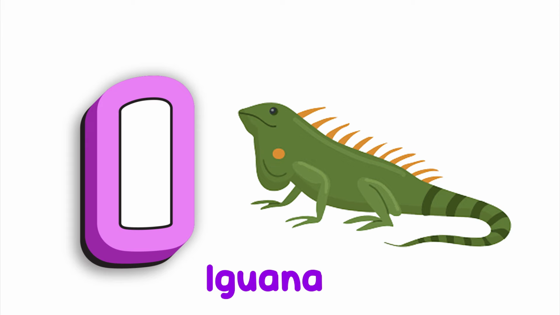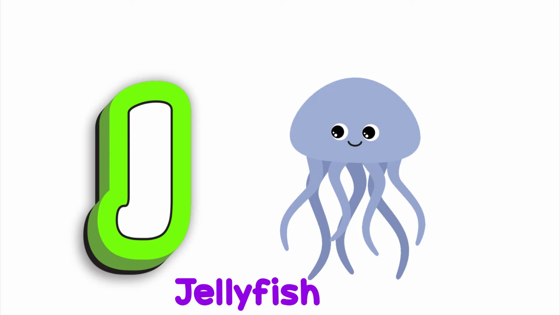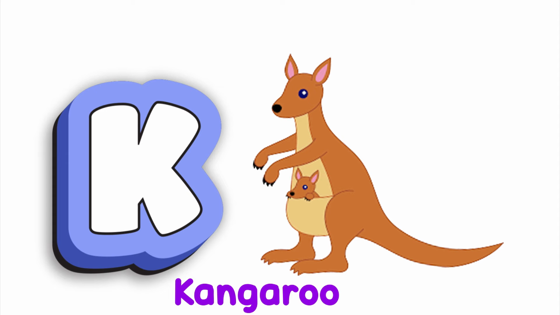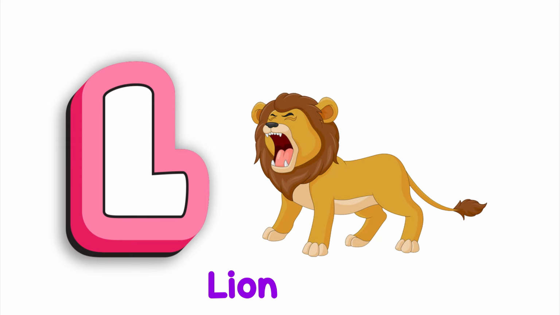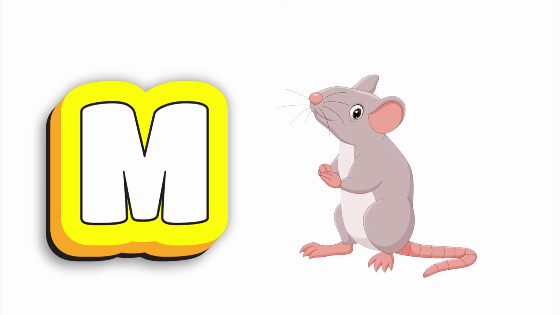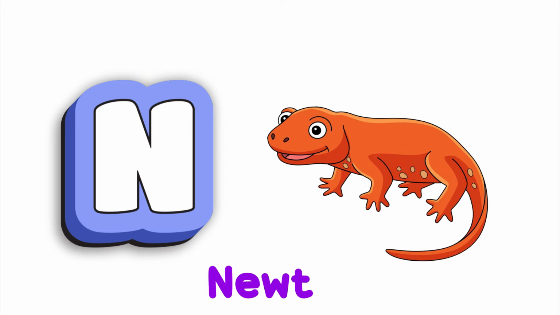J is for jellyfish. J, j, jellyfish. K is for kangaroo. K, k, kangaroo. L is for lion. L, l, lion. M is for mouse. M, m, mouse. N is for newt. N, n, newt. O is for ostrich.